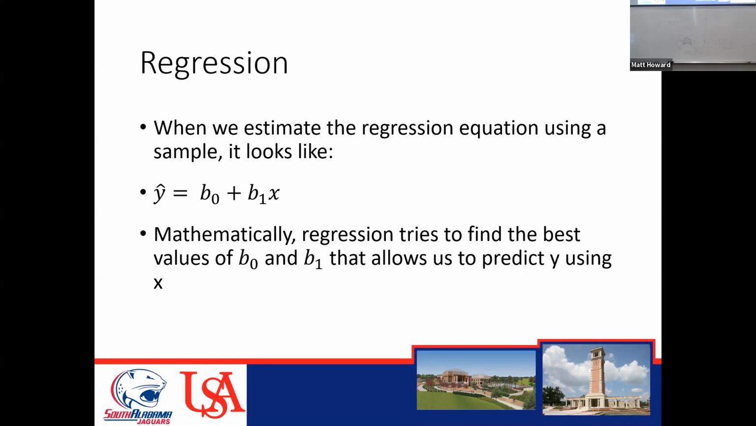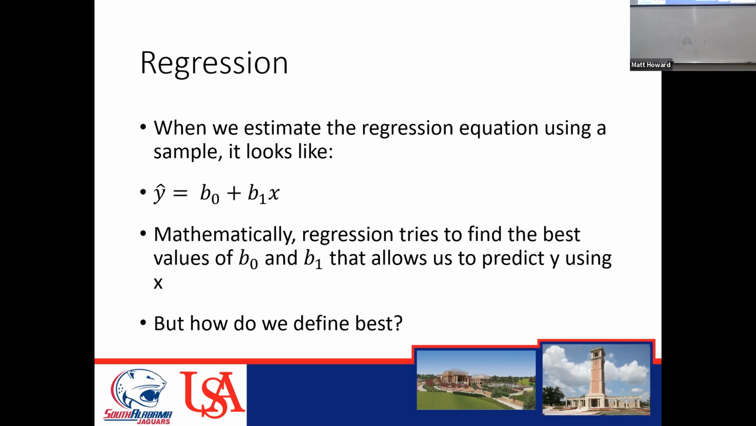So that's pretty much a summary of everything we just now said. When we estimate a regression equation using a sample, it looks like this: Y hat equals beta naught plus beta 1 times X. And mathematically, regression tries to find the best values of beta naught and beta 1 that allow us to predict Y using X. So that's just a fancy way of saying regression finds the line of best fit, because our line is defined by beta naught and beta 1.